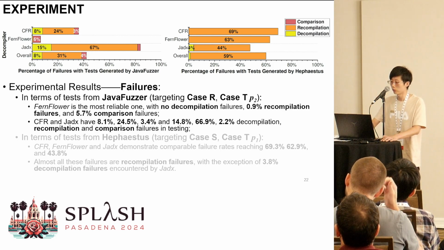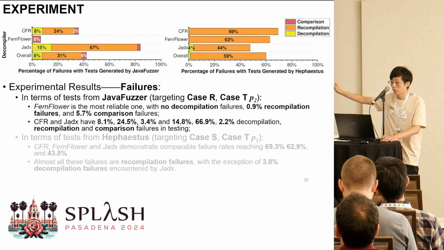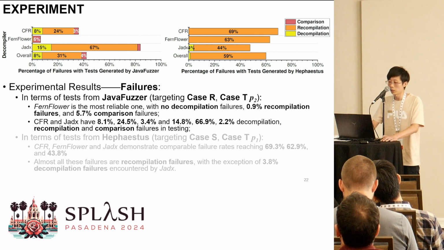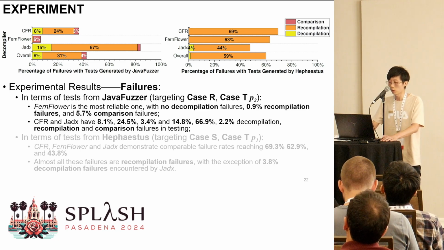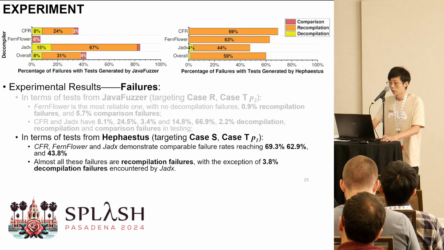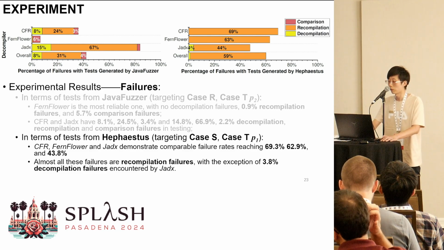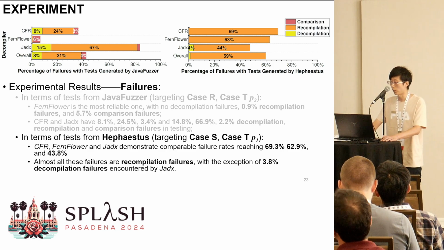On the left, it shows the results on the tests from JavaFuzzer. Here we can see that Fernflower is the most reliable one, and it only failed on 66% of the cases, while CFR and JDX failed on 36 and even 84% of the cases. While on the right, that is on the tests from the Hefer's tests, the 3 decompilers show comparable failure rates ranging from 40% to 60%. And most of these bugs are recompilation failures.